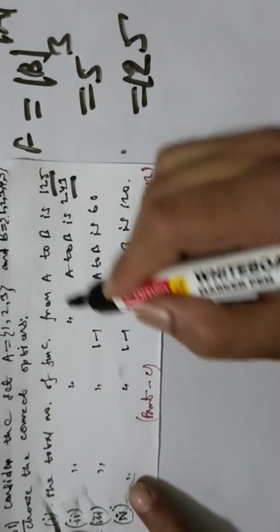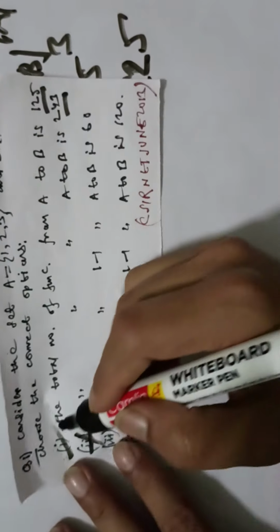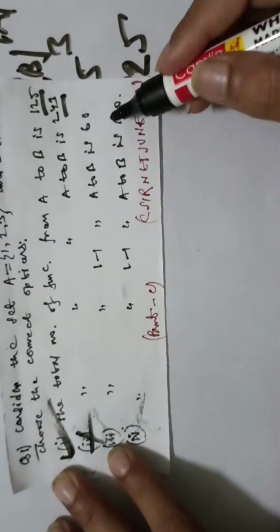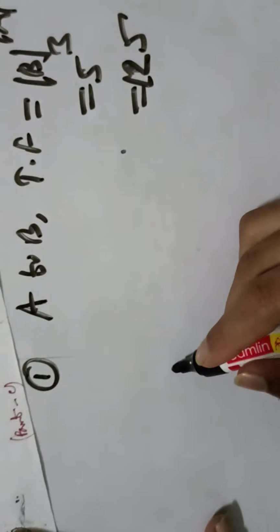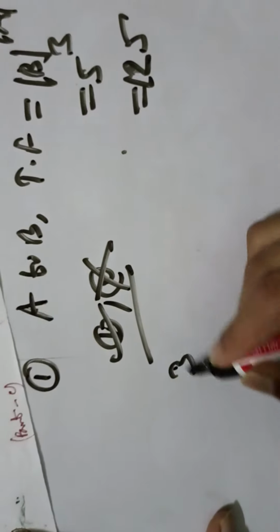Total functions from A to B will be 1 to 5. Not 2 or 3, so option 2 is incorrect. Option 1 is correct. Now, asking for total one-one functions from A to B: 1 is correct, 2 is incorrect. Now options 3 and 4, it is asking for the total number of one-one functions.